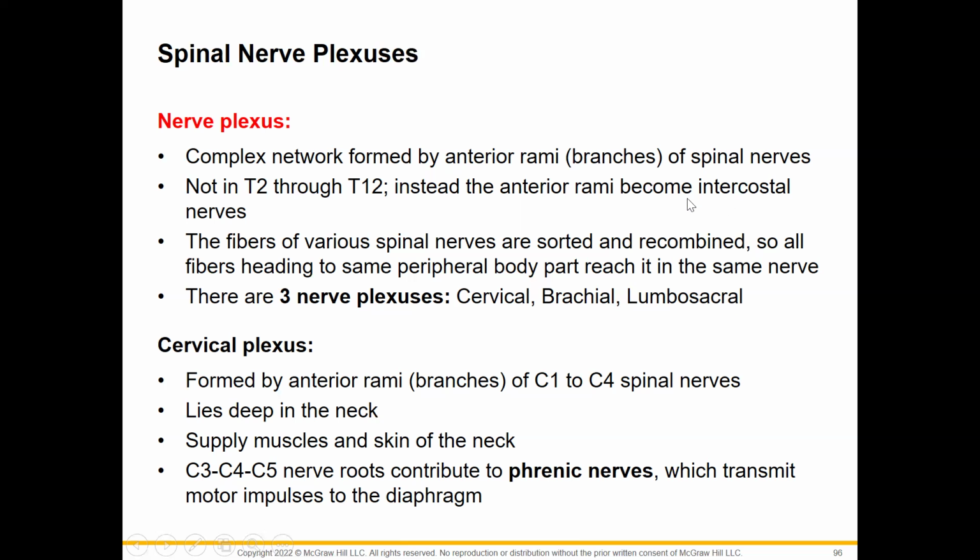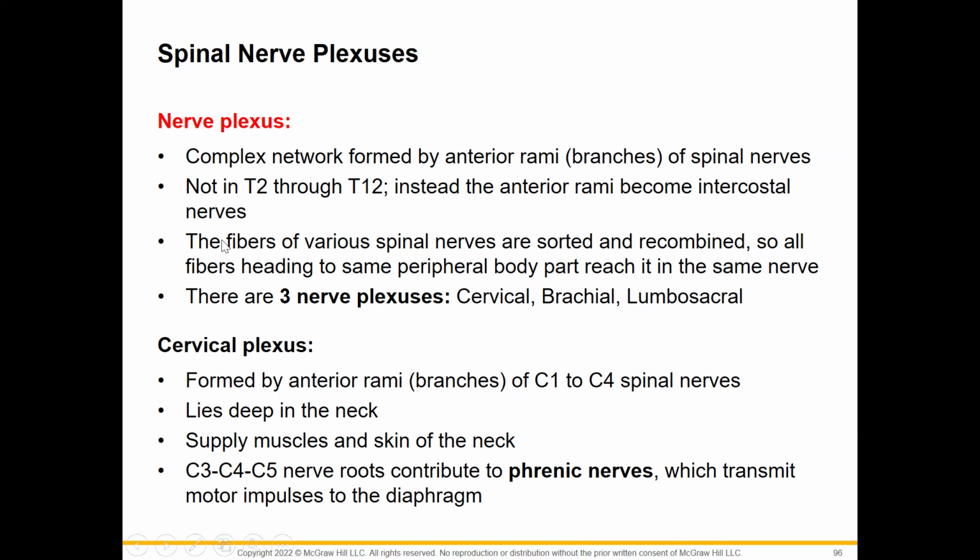And yes, I will absolutely ask you about this. You must know that T2 through T12 is not part of the nerve plexus. It is instead becoming your intercostal nerves. The fibers of various spinal nerves are sorted and recombined in these nerve plexuses so that all fibers heading to the same peripheral body part reach it in the same nerve.